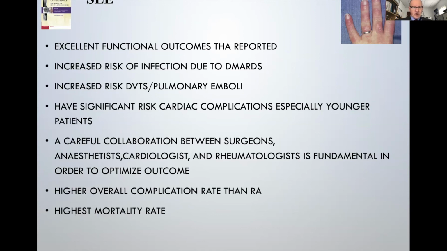Overall, they've got a much higher complication rate than rheumatoid arthritis. They've got the highest complication rate of all the inflammatory conditions, because it's autoantibodies, it's an autoimmune condition. It affects many different disease systems within the body, and they've got the highest mortality rate associated with total hip arthroplasty.